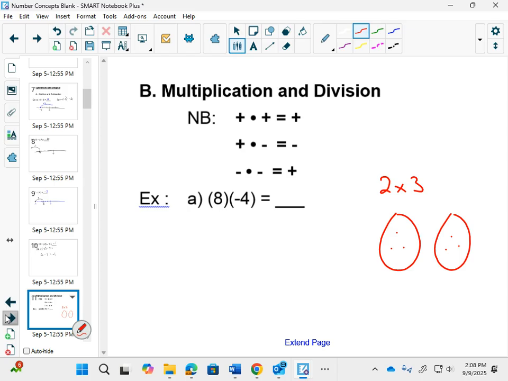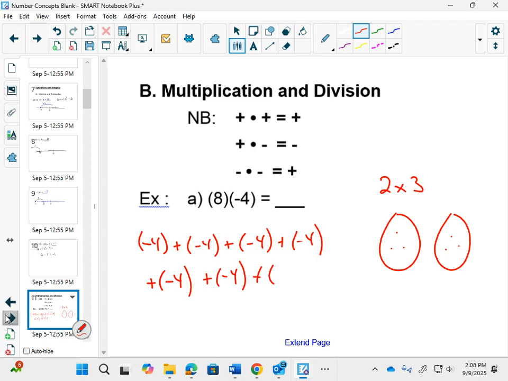So if I had 8 groups of -4, I'd have -4, and then another -4. Why did I pick 8? -4, and another -4, and another -4, and so on.